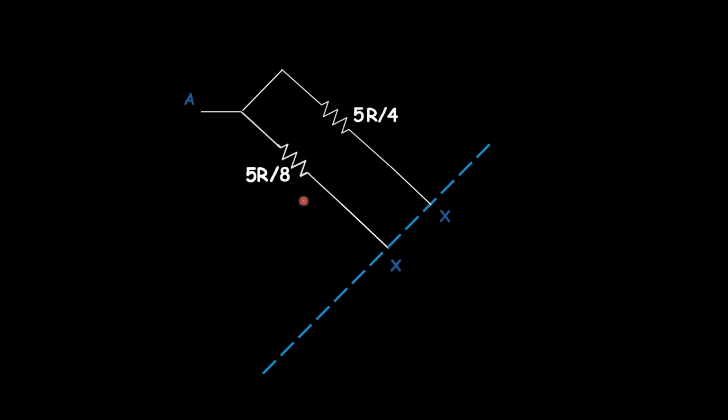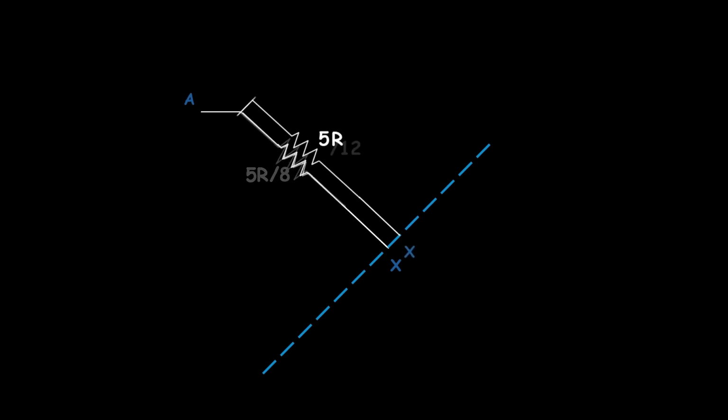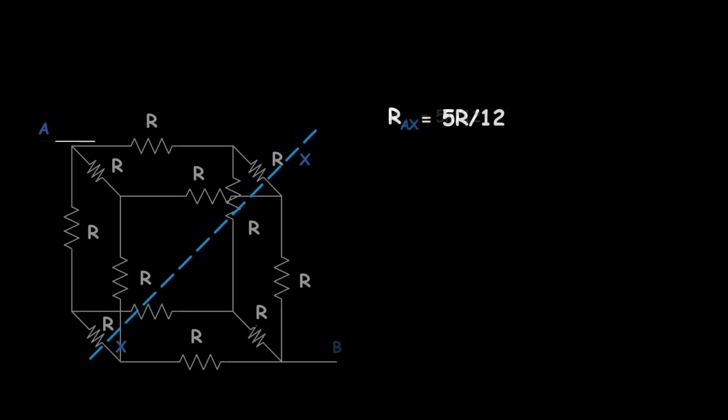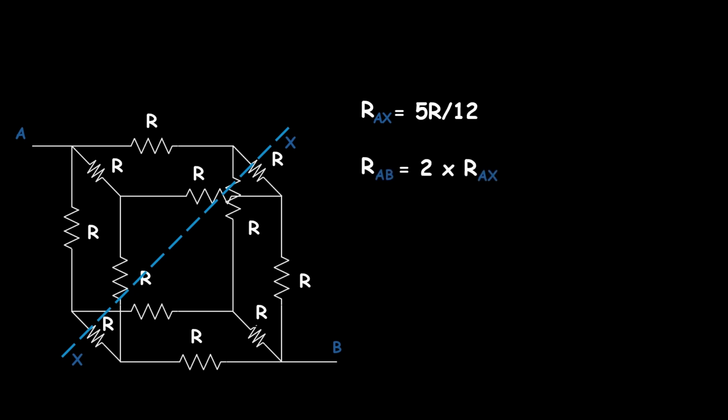So here is 5R by 8 parallel to 5R by 4. For that, we need to apply the formula product by sum. That is, first we need to take the product, 5R by 8 multiplied by 5R by 4, the whole divided by the sum, 5R by 8 plus 5R by 4. We will get the equivalent resistance as 5R by 12. This is only for half of the circuit. We need to get the equivalent resistance across the diagonal corners of the cube. To get the equivalent resistance across AB, which is RAB, we need to multiply the RAX value by 2. That is 2 multiplied by 5R by 12. We will get the equivalent resistance as 5R by 6 ohm, which we already got.